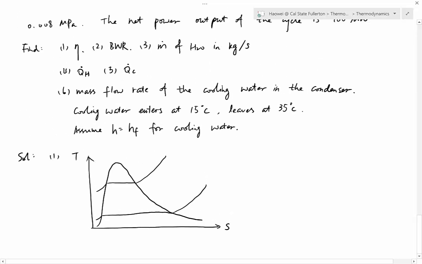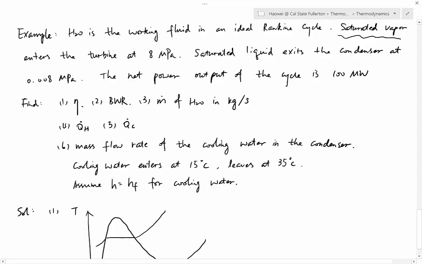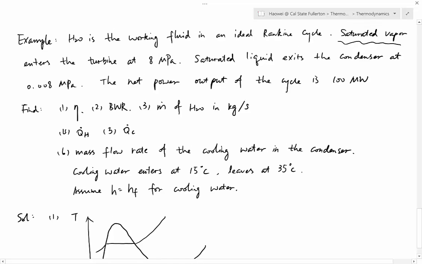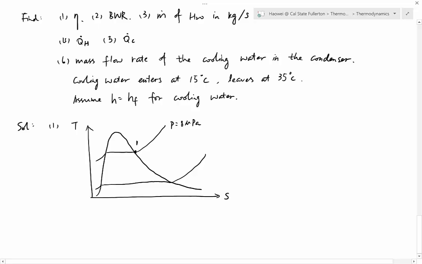Okay, let's start from number one. What is number one? Number one is the inlet of the steam turbine. The problem says saturated water enters the turbine at 8 megapascal. So number one, entering the steam turbine, must be saturated vapor. So that's G point. Here is my number one. And we know the pressure of number one is given, which is 8 megapascal. Okay, and then 1 to 2, the steam turbine is isentropic, so we go straight down, 1 to 2.